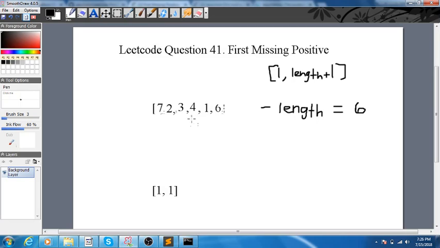So then we'll look at the 4. Then the same thing, so the 4 goes here. So we'll move on. Then we get to the 1. We'll say, okay, 1's in our range, but the 1 doesn't go here. So we'll swap the 1 with where the 1 goes. So we actually know the 1 goes here.